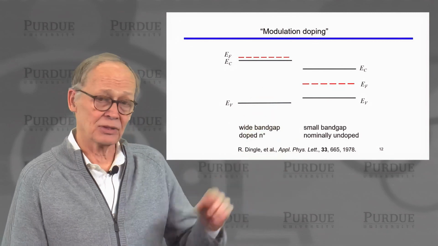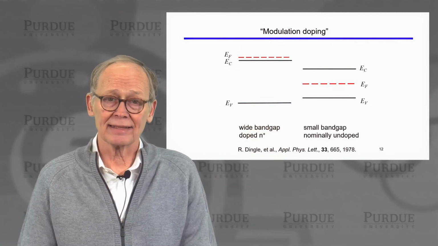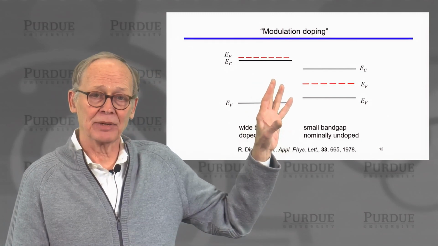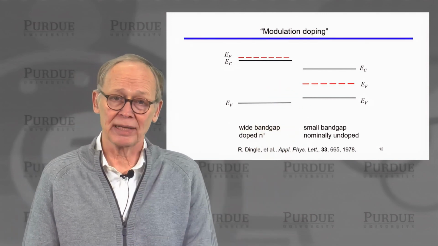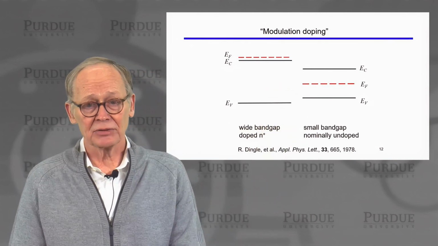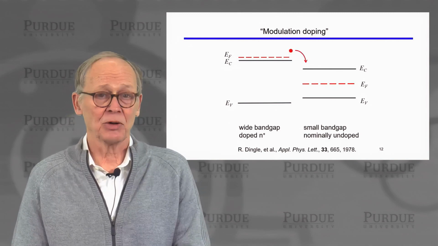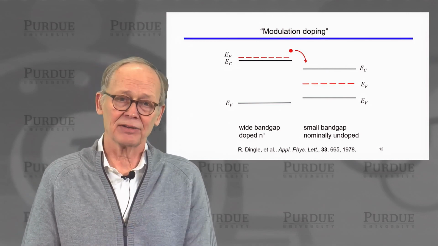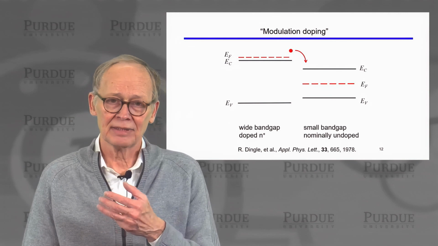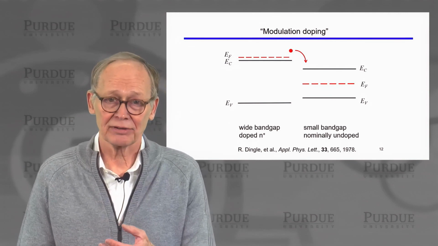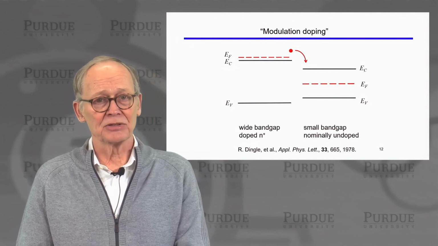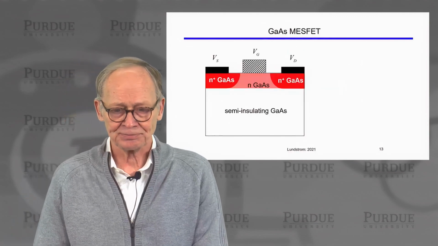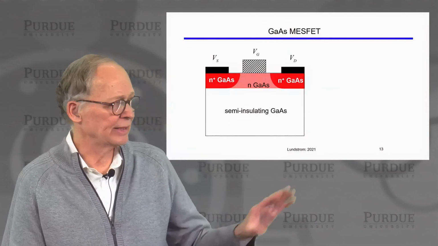Well, it was discovered some years ago that there's another way to get electrons into a semiconductor. If we dope a wide bandgap semiconductor and put it adjacent to a smaller bandgap semiconductor, the electrons will spill over into the smaller bandgap semiconductor. The smaller bandgap semiconductor is undoped, so it has a very high mobility, but now it has a large number of carriers, so it can carry a large electron charge, and those carriers have high mobility. That's called modulation doping, and that's the key feature of a HEMT, a high electron mobility transistor. So you can see the motivation for doing this.